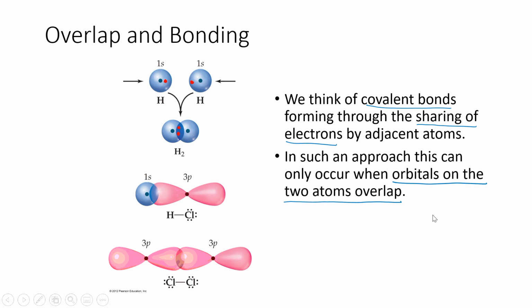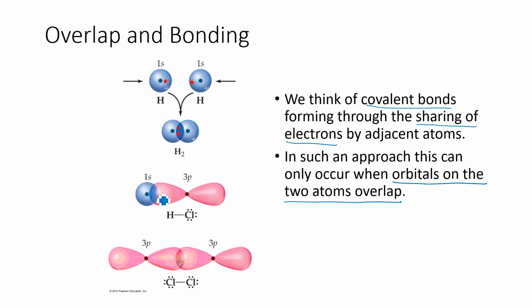Like this right here shows a bond between hydrogen and chlorine, and we know hydrogen has its only electron in the 1s orbital. Chlorine has its valence electrons in 3p orbitals. So when this bond forms between hydrogen and chlorine, we'd have an overlap of the 1s from the hydrogen and one of those 3p orbitals from the chlorine. So that's what we're talking about in terms of orbital overlap theory. This is what we think is happening.